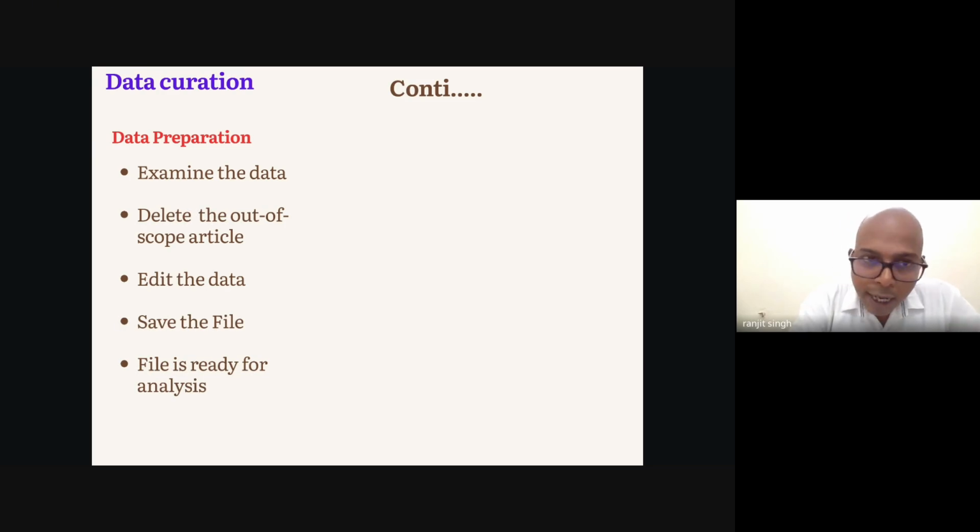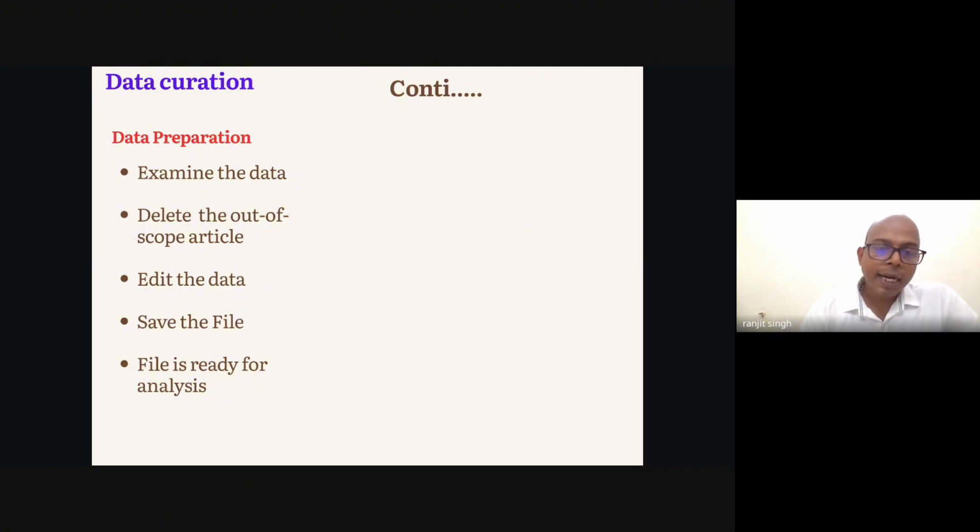First, you have to download the BibTeX file from the Scopus or Web of Science. There is a software called JabRef. The software name is JabRef. In the JabRef, you have to import the data. Once you import the data, the JabRef software will read all the articles, and you can read the articles there.